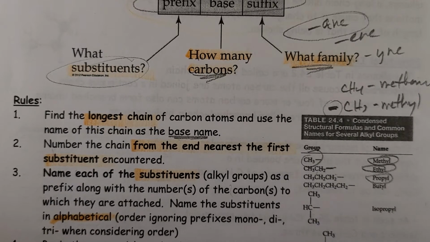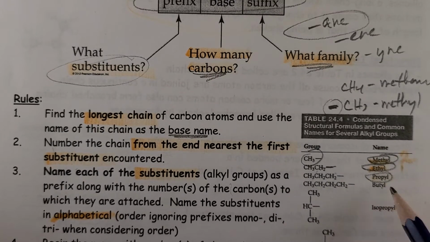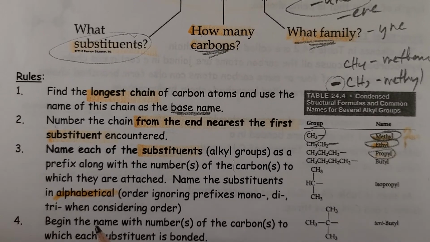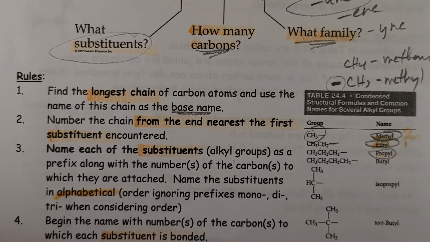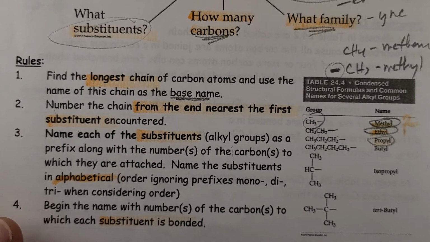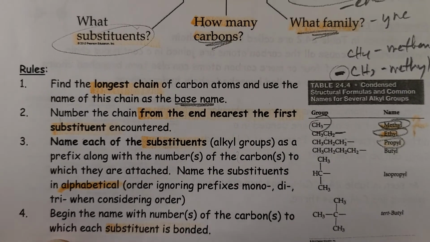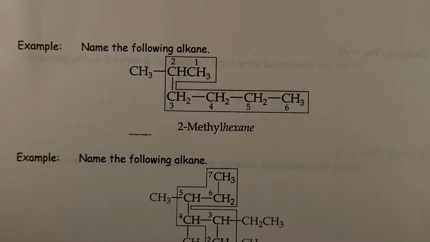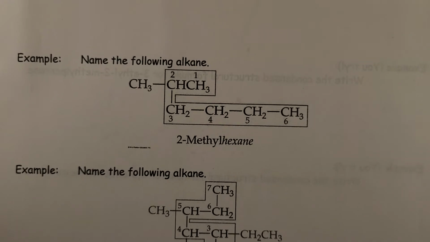But when naming, we would name in alphabetical order. So ethyl comes first, methyl comes second, and propyl will come third, assuming that I don't have a butyl group. And then we begin the name with the number of the carbon to which each substituent is bonded. Now some of these rules are going to seem kind of foreign at the start, but when we actually start naming, it'll become clearer. So we could jump in and start naming.